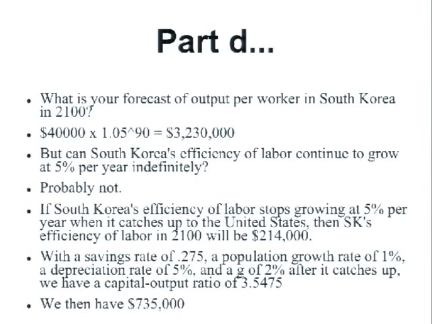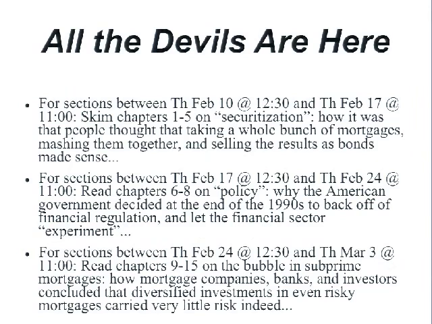On how it was that people thought that taking a whole bunch of mortgages, mashing the rights to the money paid out for them into bonds, and then selling the whole thing together as bonds to investors, why people thought this made sense. And then for sections starting a week from Thursday, we're going to be talking about chapters 6 through 8 on policy. For the end of February sections, we're going to be talking about chapters 9 through 15 on the development of the irrational exuberance that led to the big bubble in subprime mortgages in the mid-2000s.